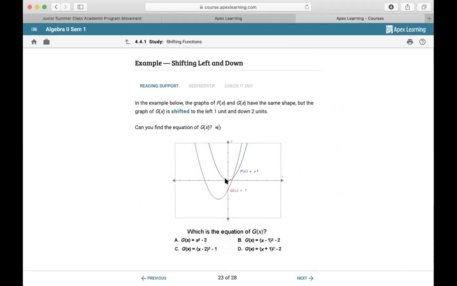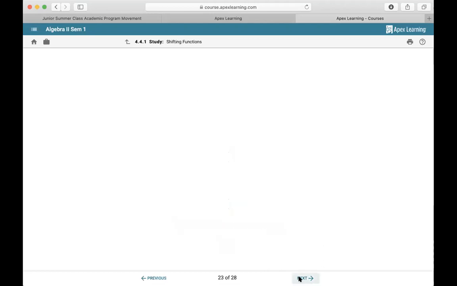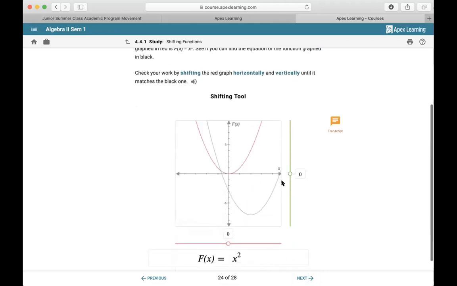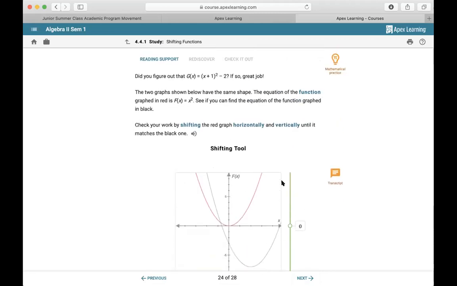So for this one here, if our original function is x squared, it looks like we moved 2 down. So I'm going to subtract 2 from the end of the equation. So I'm dealing with either B or D here. Then I've moved 1 unit left, so that means I have to add 1. So my answer here is going to be letter D.